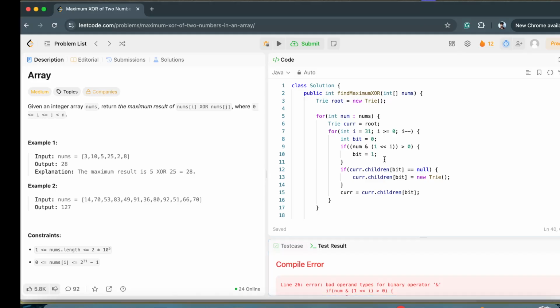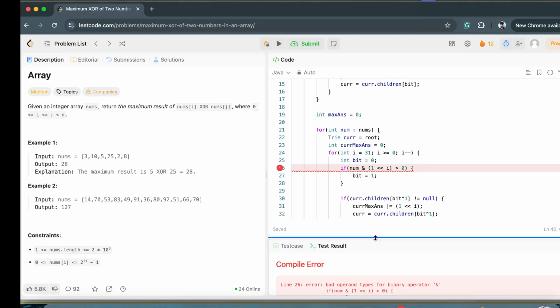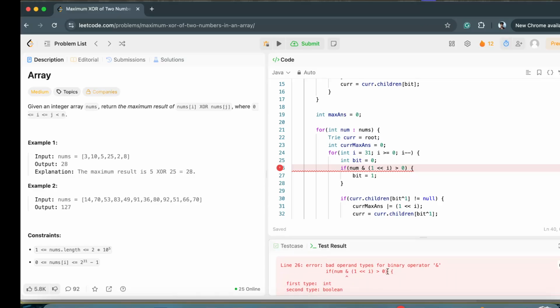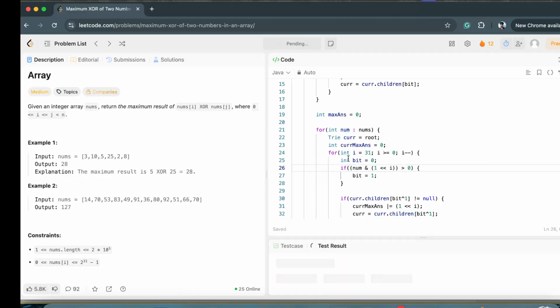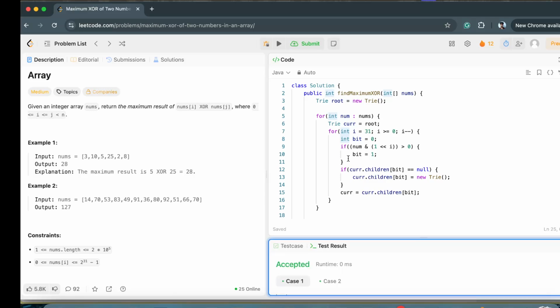Okay, there is a compiler error, line number 26. Num and one left shift of I. So yes, we have to add brackets here. Okay, yes, that is the only error. Let's see if it is working fine or not. It is getting accepted. Let me submit this code as well.